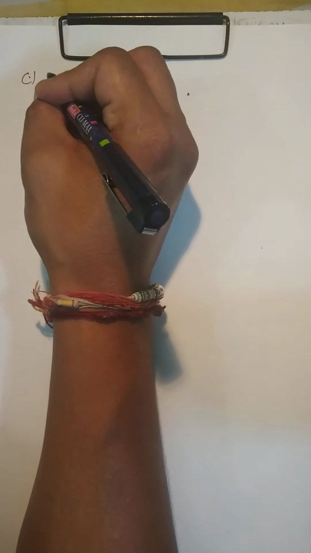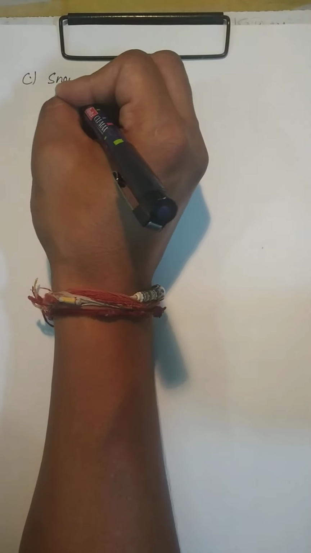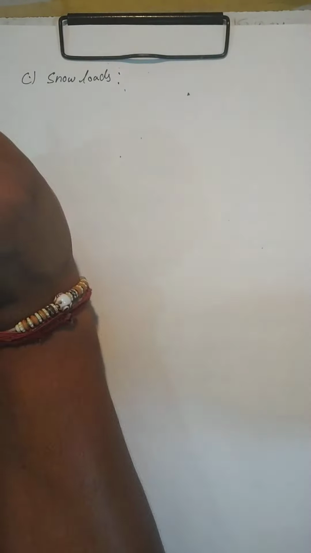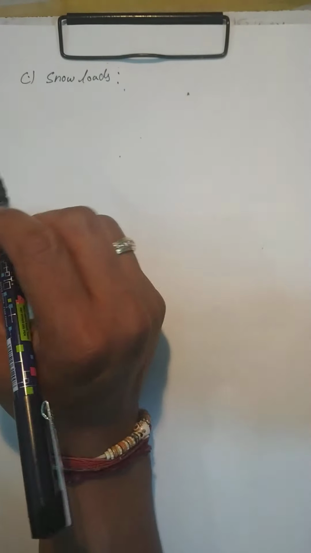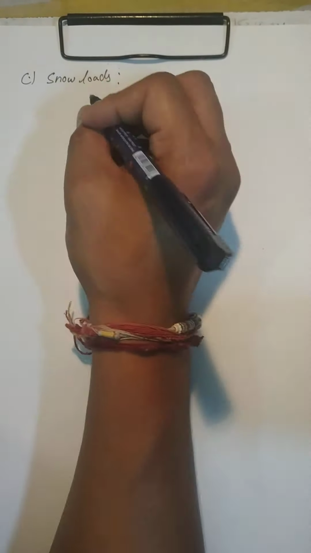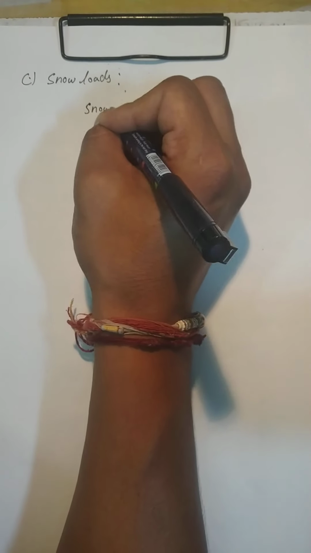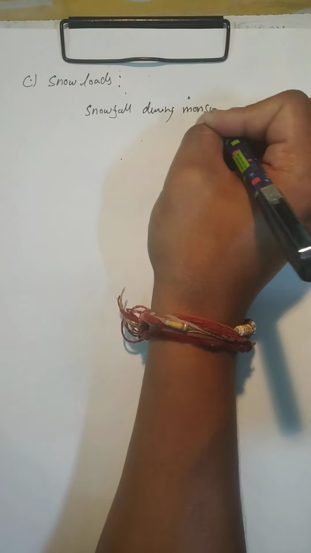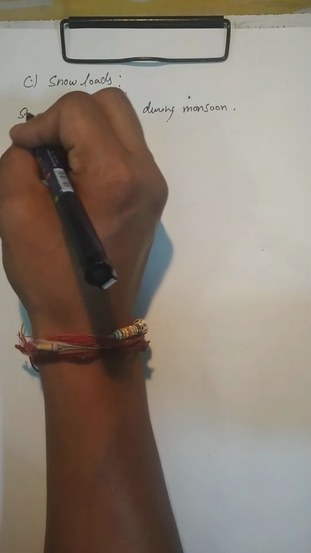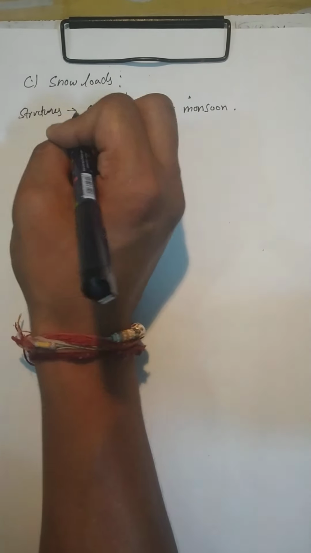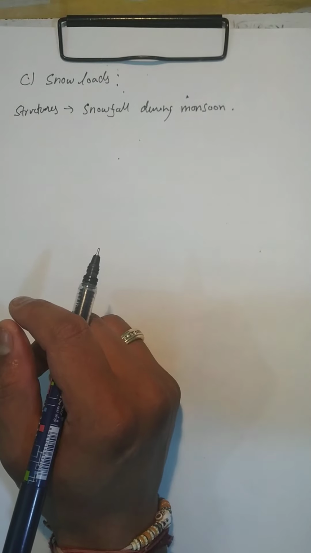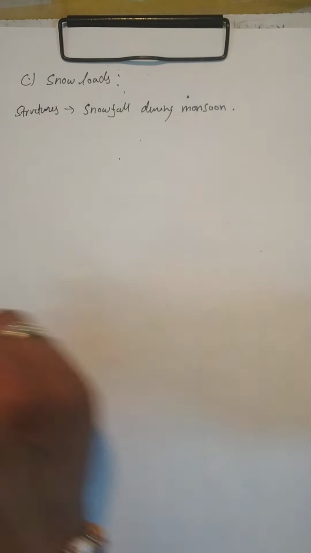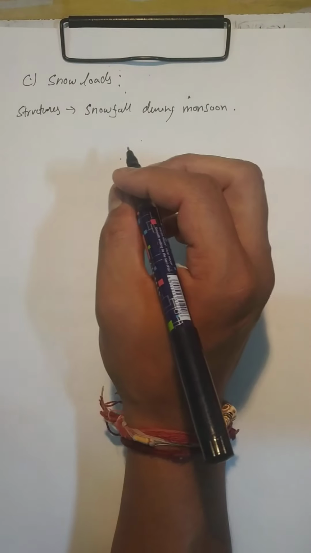Well, now the third type of vertical load that we are discussing is snow loads. Fine. So snow loads are considered only on the structures which receive snowfall during monsoon. So this is also a vertical load.